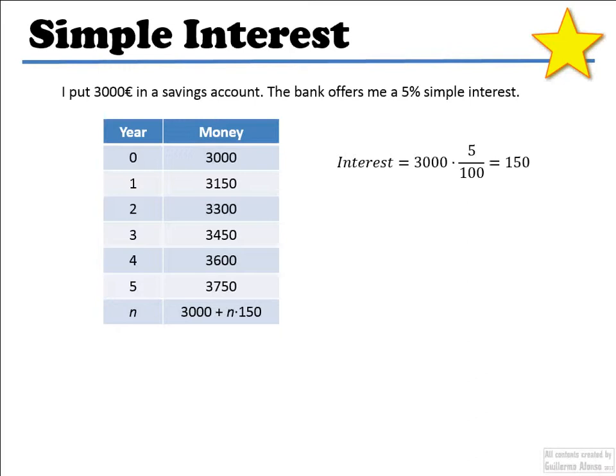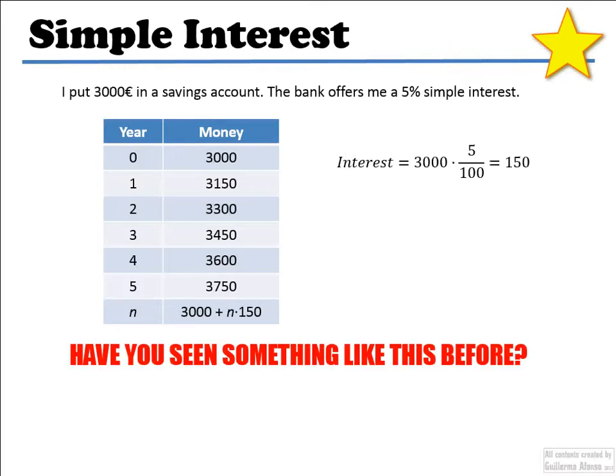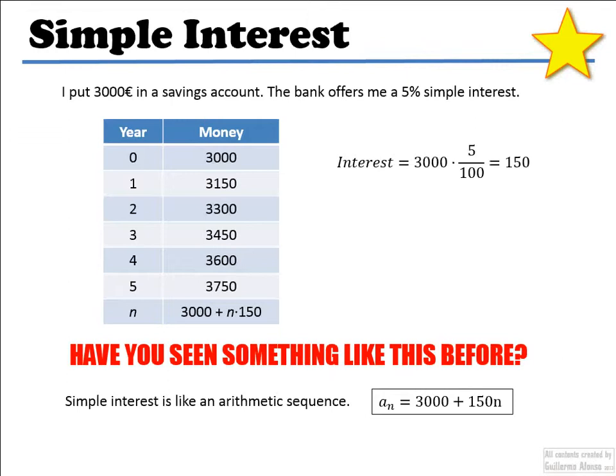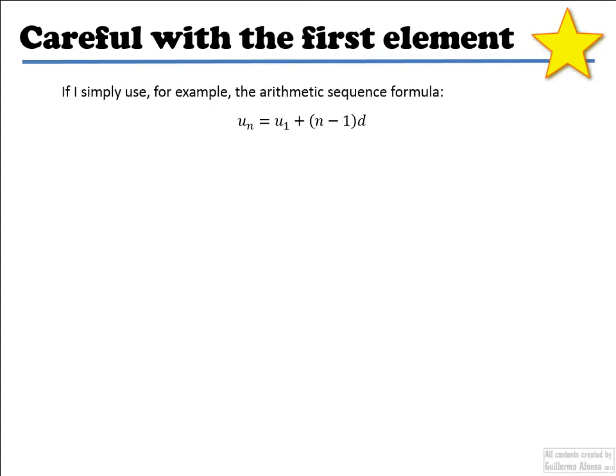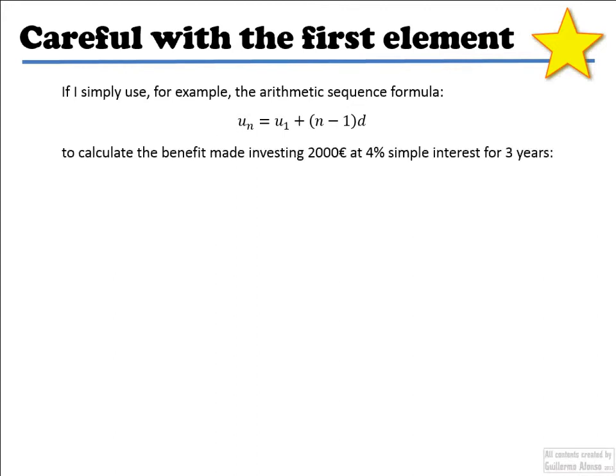Now, if I figure out how much I get after n years, I get that formula, which you've seen before, right? That probably rings a bell. It's exactly an arithmetic sequence. So you might think, hey, I can just use arithmetic sequences for my simple interest problems, and it's true, you can. You just have to be careful with the first element, because if you just go ahead and use the arithmetic sequence formula, you might make the following mistake.